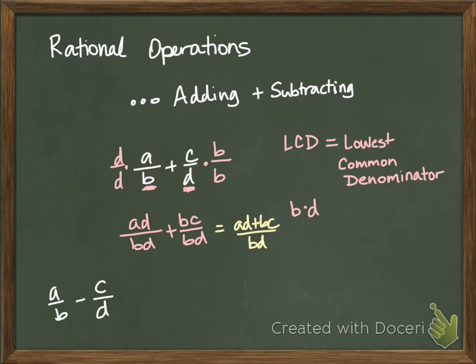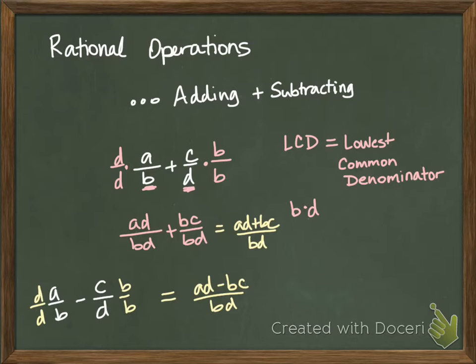So same thing with subtract. We see that they both have a b and a d, so our lowest common denominator is still going to be bd. So then again, we look and see what it's missing. This is missing a d, so we do the same thing. This is missing a b, so we do the same thing. And we end up with ad minus bc over bd.